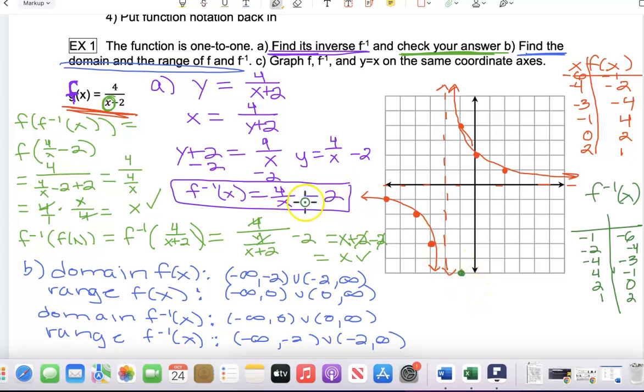And I do know from here that my inverse function has a horizontal asymptote shifted down to over here. So -1, -6, -2, -4. So -2, 2, 4 right here. And then I've got -4, -3, which would be right here.